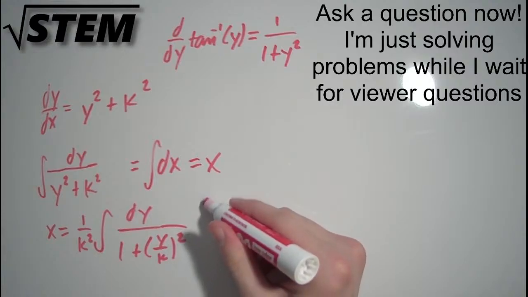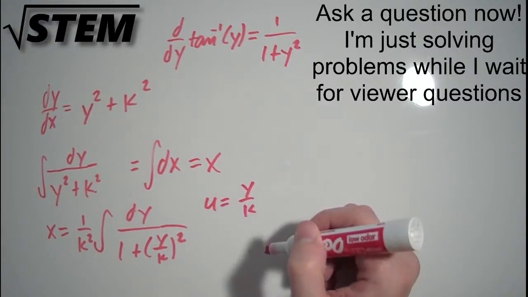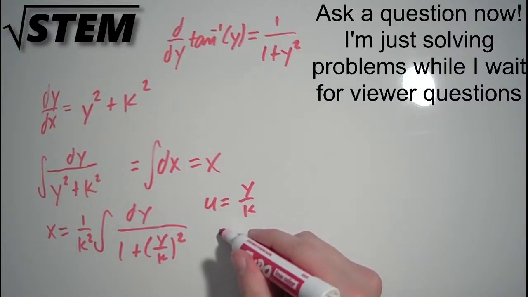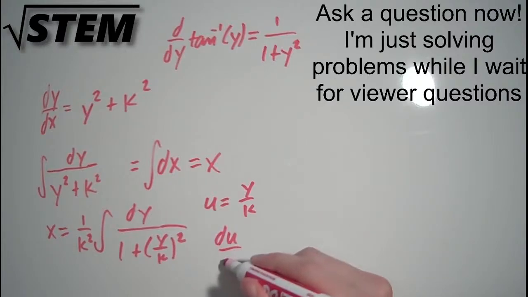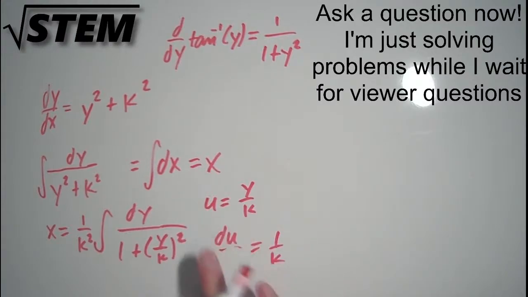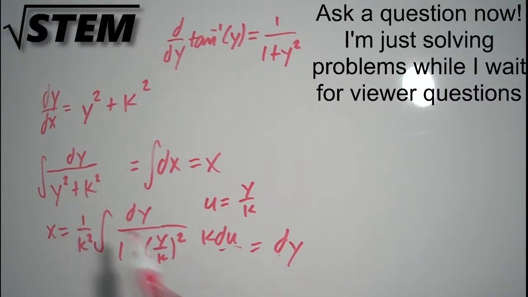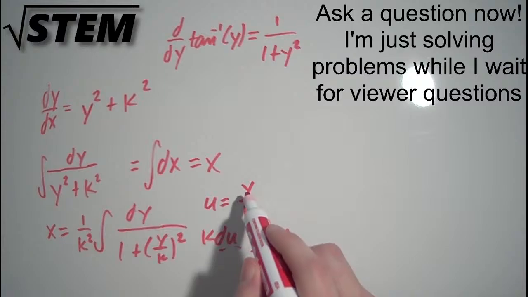So if we had u equal to y over k, then du dy would equal 1 over k, and dy would equal k times du. So we're going to end up with another k outside, and then we'll have k over k squared times tangent inverse of y over k.